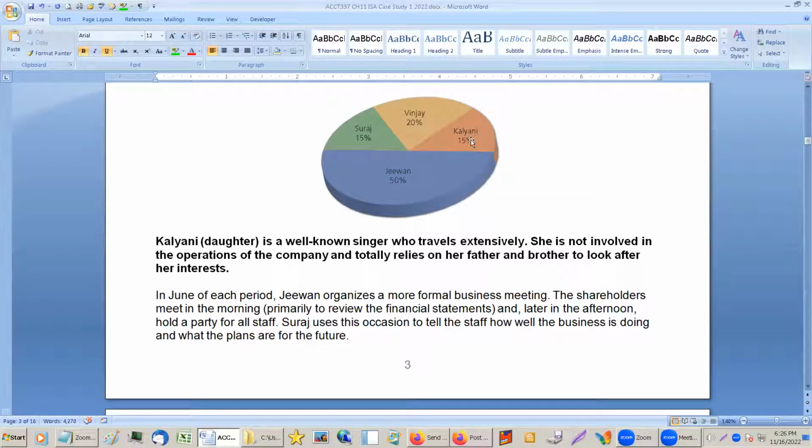Suraj, Kalyani, Vinjay, and then of course the majority to the originator, Jiwan.